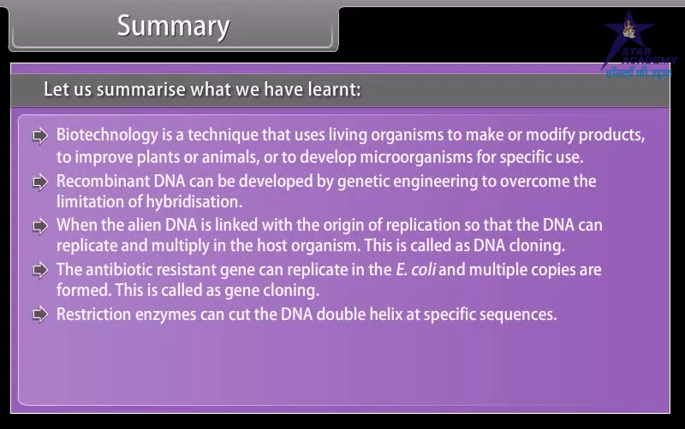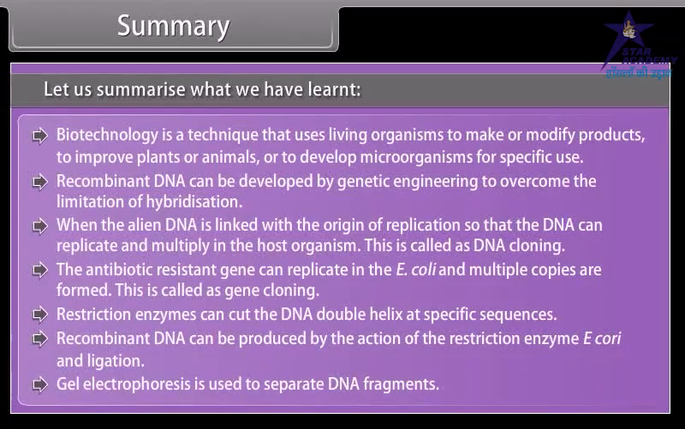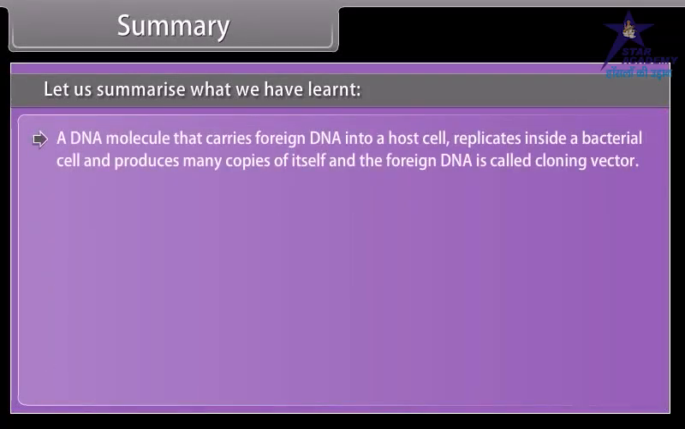Restriction enzymes can cut the DNA double helix at specific sequences. Recombinant DNA can be produced by the action of the restriction enzyme and ligation. Gel electrophoresis is used to separate DNA fragments. A DNA molecule that carries foreign DNA into a host cell, replicates inside a bacterial cell and produces many copies of itself and the foreign DNA is called a cloning vector.